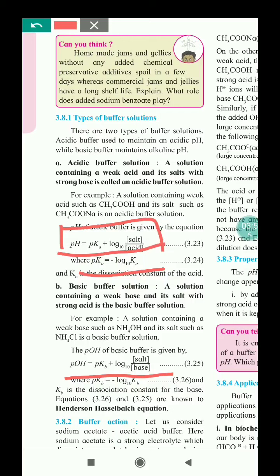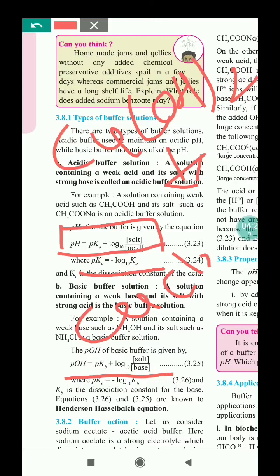Now, what is a basic buffer solution? A solution containing a weak base and its salt with a strong acid is called a basic buffer. For example, a weak base such as Cu(OH)2. This is a weak base, and its salt with a strong acid is CuCl2. This is called a basic buffer.